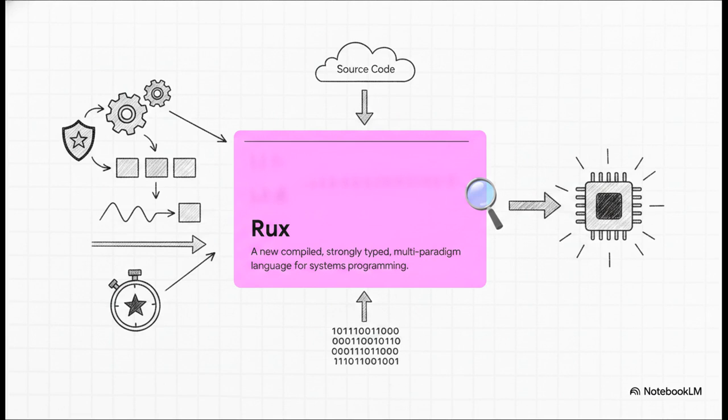At its core, Rux skips the virtual machine layer completely. No interpreters, no middlemen. It compiles straight down to native machine code, which basically means your programs are translated directly into the raw executable instructions your hardware actually understands.